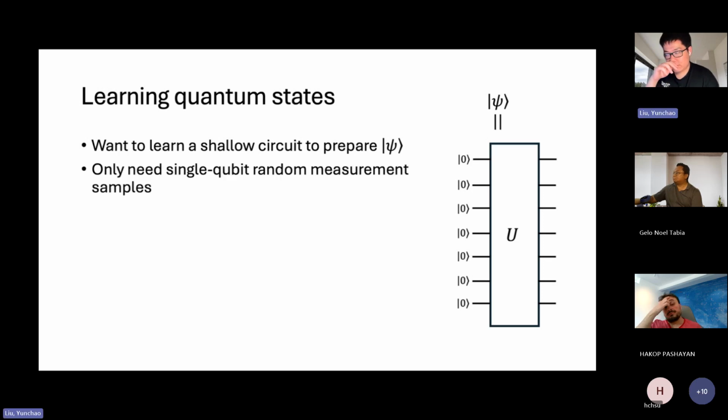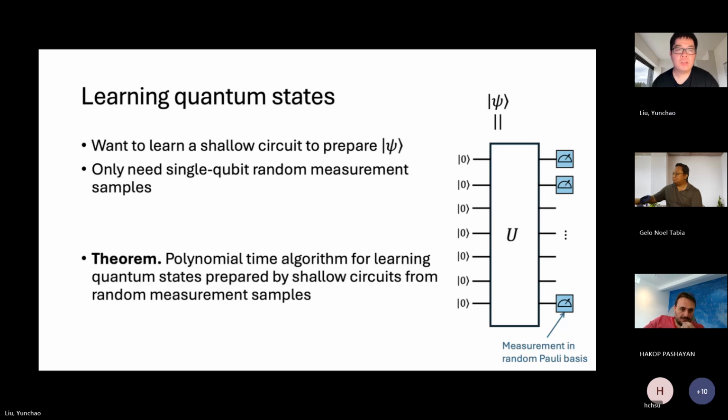Similarly, here we only need single-qubit random measurement samples in a random Pauli basis. This is just the classical shadows for quantum states, which allow us to reconstruct all the local observables for the unknown quantum state. Based on these random measurement samples, we can give a polynomial time algorithm for learning quantum states prepared by shallow circuits. Next I will tell you this algorithm. It's very different from the one that we just saw, but it shares some similar spirits, as we will see later.